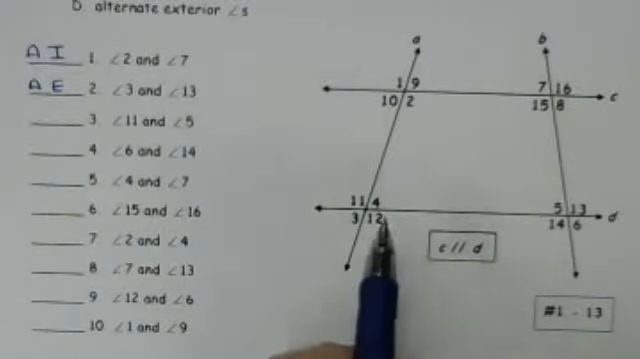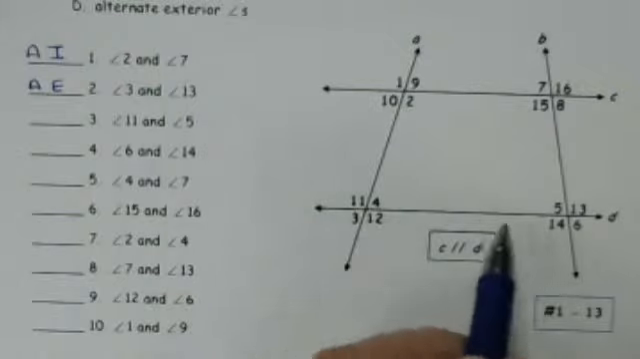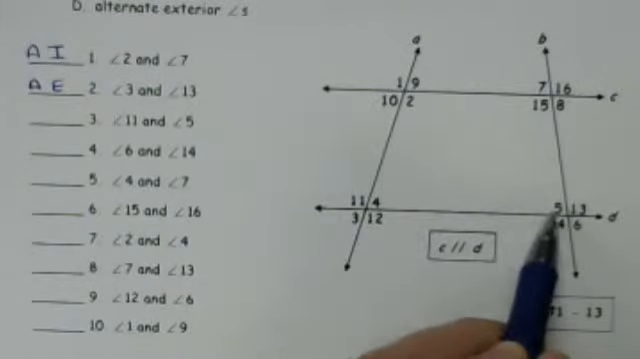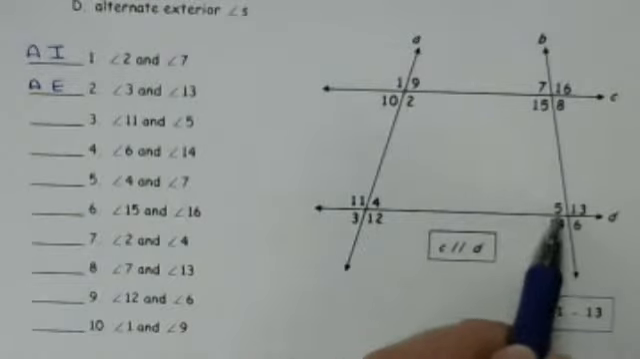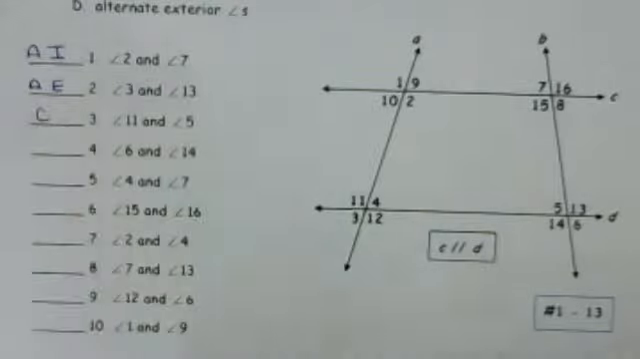And then number 3, we have angle 11 and angle 5. As you can see, those angles are in the same place. They're both in the top left-hand position on two different lines, so those are corresponding angles.